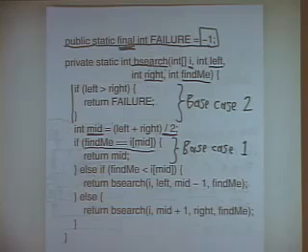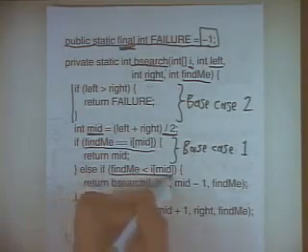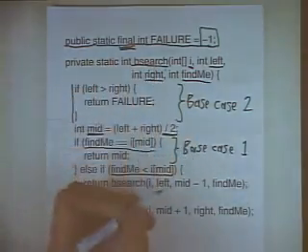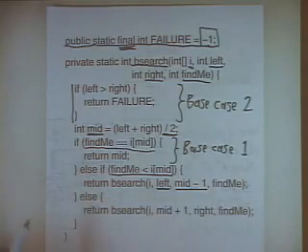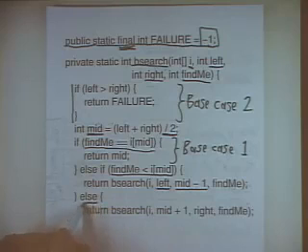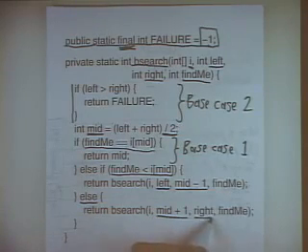But otherwise, we have not found what we're looking for yet. So we either have to search the subarray to the left or we have to search the subarray to the right. So if the thing we're looking for is less than the middle element, then we search the subarray to the left, which means all the indices from left to mid -1. On the other hand, if we need to go to the right, then we search all the indices from mid +1 to right recursively.